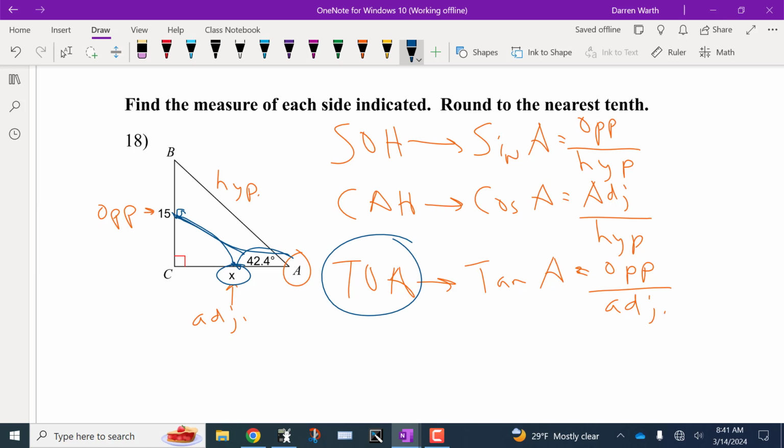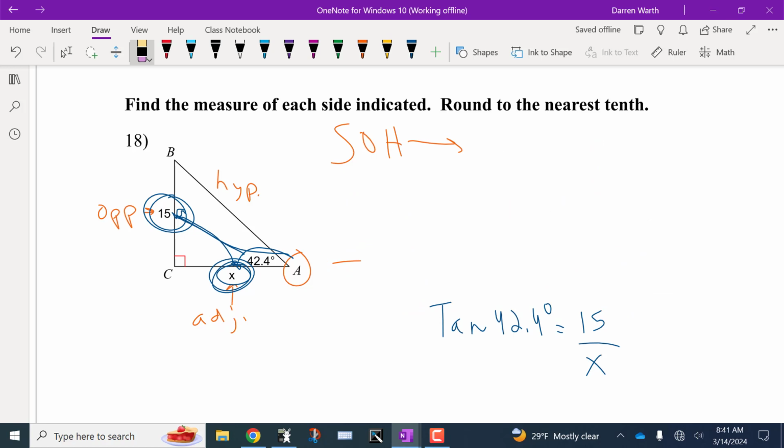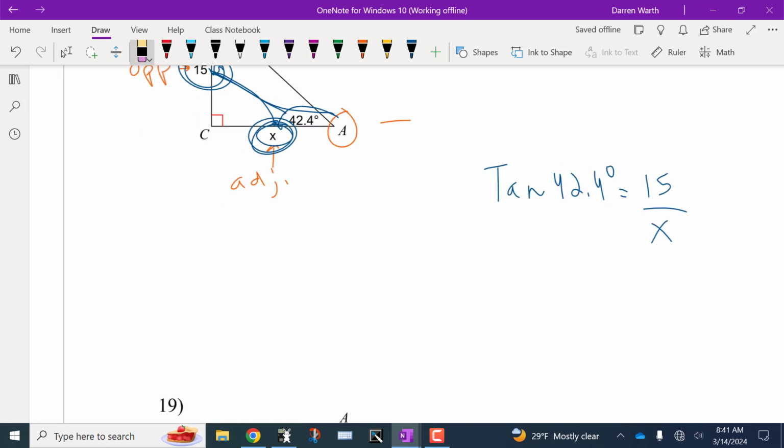So I'm going to set up my formula. I'm going to write down the tangent of 42.4 degrees. It's going to equal, here's my opposite side, which is 15, over my adjacent side right here, which is x. So now that I've done that, notice I can go ahead and solve this equation right here. So let me see if I can find some room. I'll go ahead and just erase this right above it so I can solve it. And so basically what I'm going to do is solve this equation right here.